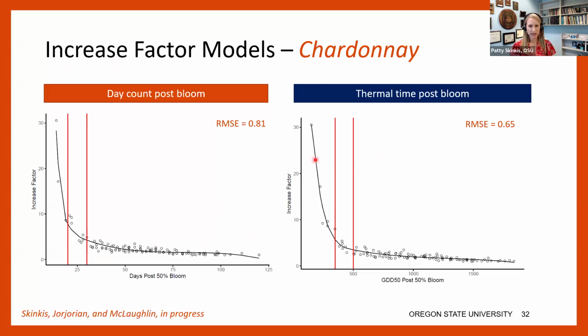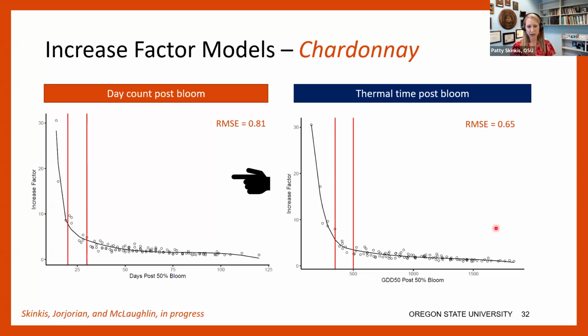Noir, versus the thermal time. So this is the growing degree days, base 50, post bloom, very similar type curves. The differences are the equations. For the sake of publication, I'm not showing those equations here because we're still working on getting that published. But again, the day count post bloom has a better root mean square error than the thermal time. And so that is, again, showing up much better than using heat units.